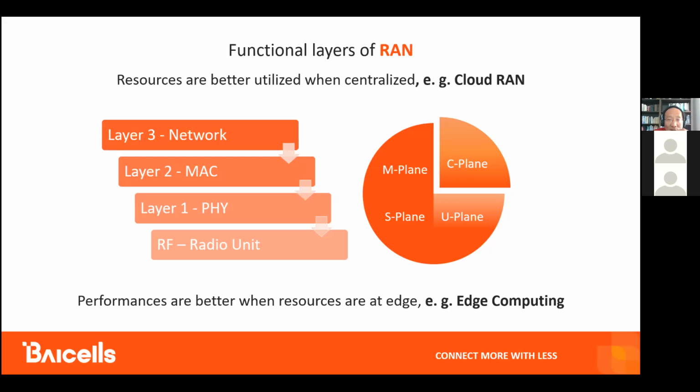Typically, when your resources are consolidated in a centralized location, the resources are better utilized, right? On the other hand, when you locate your resources towards the edge, you get better performance, such as low latencies. So it depends on your different application scenarios. You may want to split them and locate them differently. Open RAN gives you this flexibility.